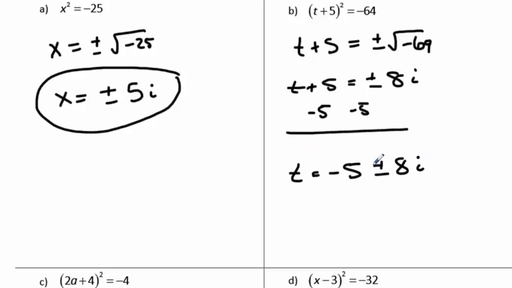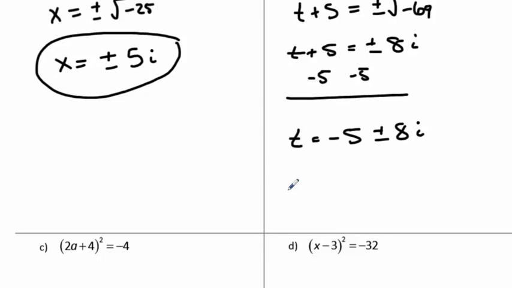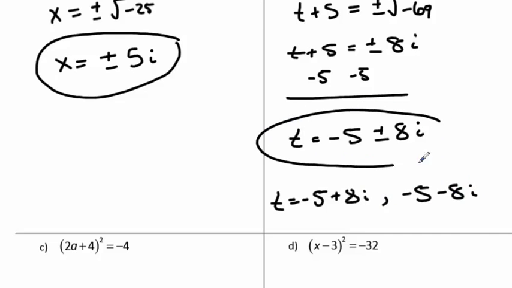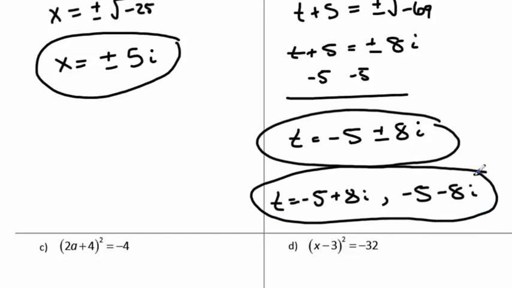This is a complex number, so the real part, the negative 5, should be written before the imaginary part. Again, this does represent two different solutions. This represents t equals negative 5 plus 8i and negative 5 minus 8i. So whether you write it with the plus and minus symbol on paper, that's fine, or if you want to write it as two separate answers. But when you go to type your answers into MyMathLab, they better be two separate answers.